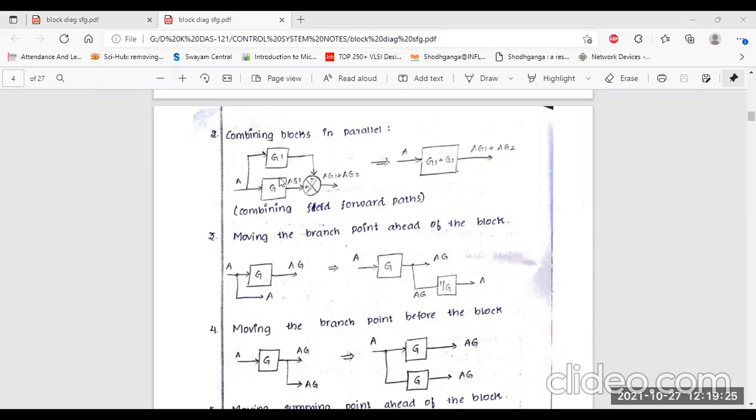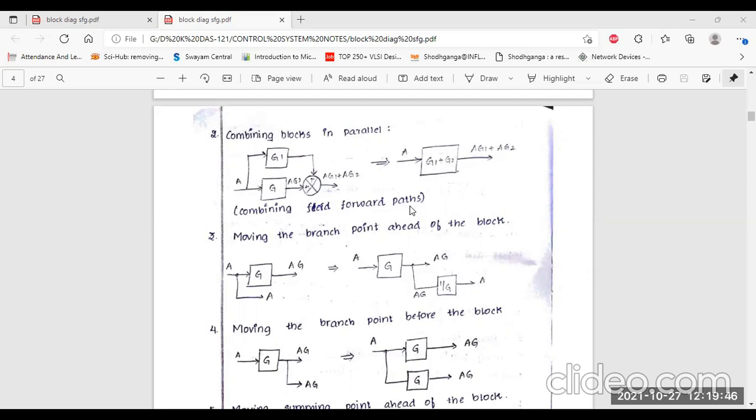So we have to conclude this type of equation in that parameter. This is A, the input. The next one is a single block, G1 plus G2. So we can easily write it here as AG1 plus AG2. Okay, so this is the combined feed forward path.